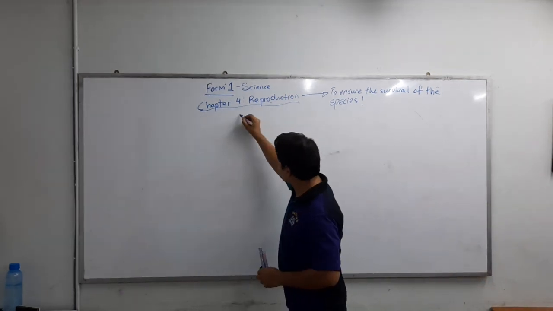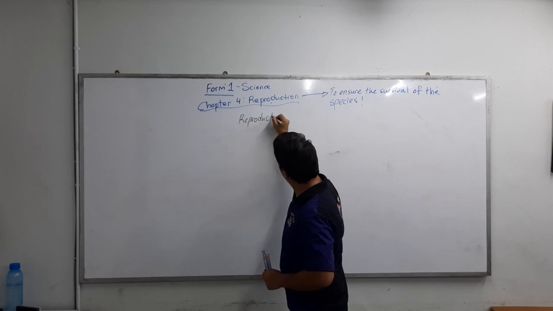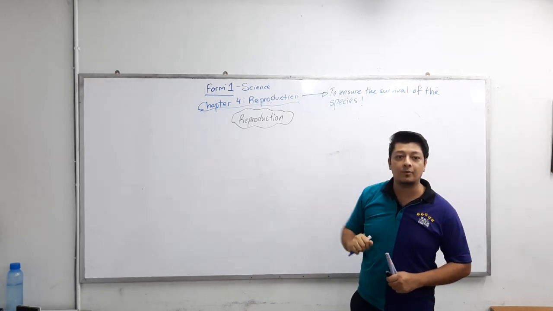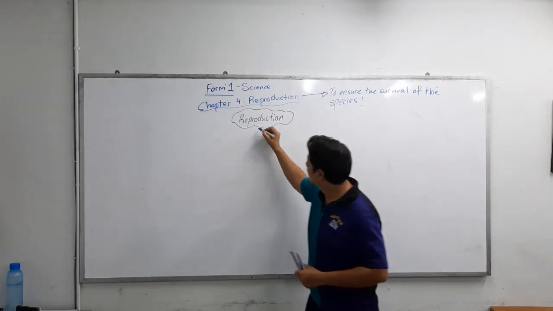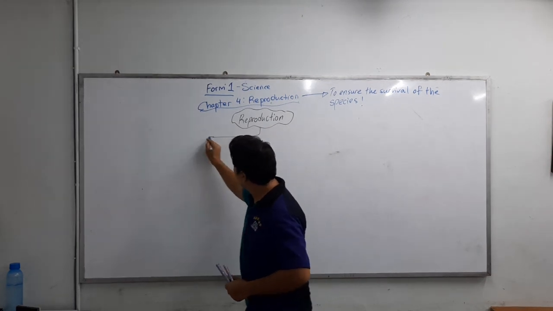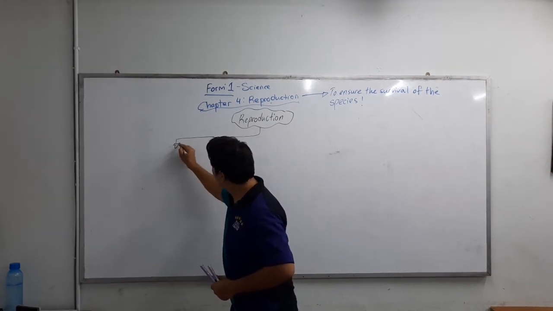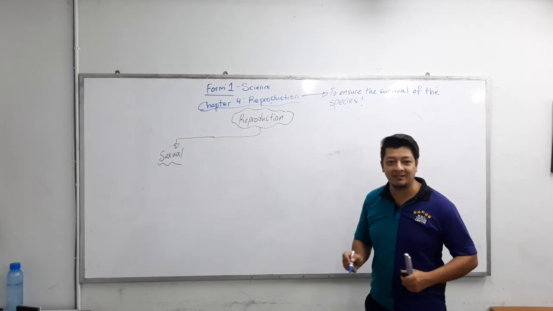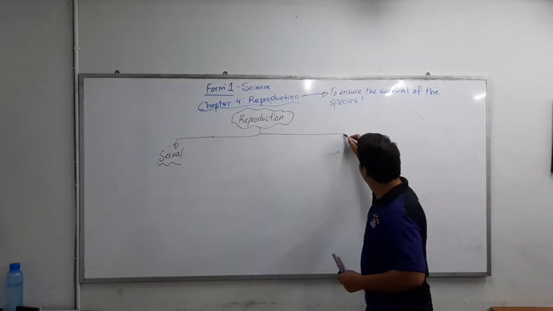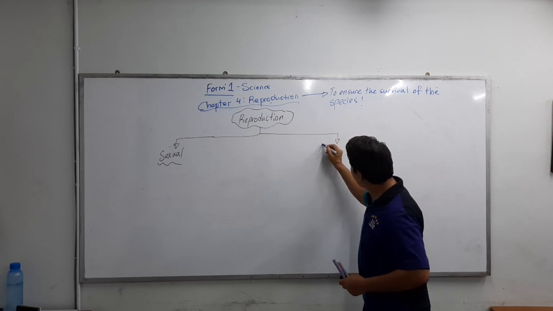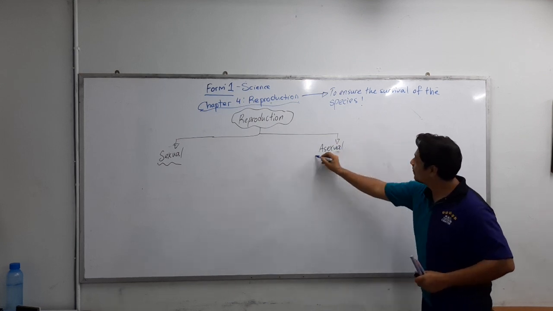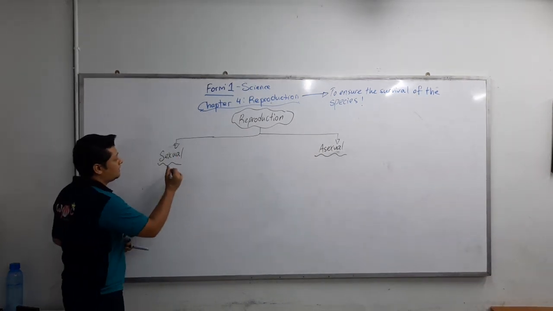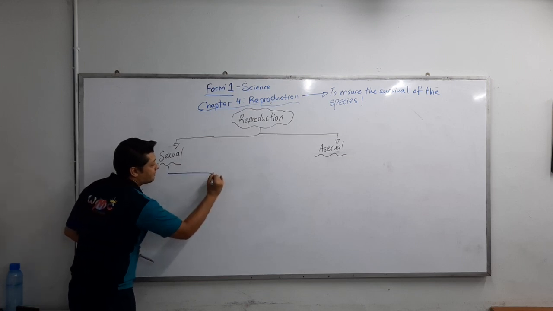So reproduction, you need to know that it is divided into two types. We have two types of reproduction. One is sexual, so we have sexual reproduction, I'm sure you are familiar with that, and we have asexual reproduction. Alright? Okay, for sexual reproduction, we need to remember something very important here.